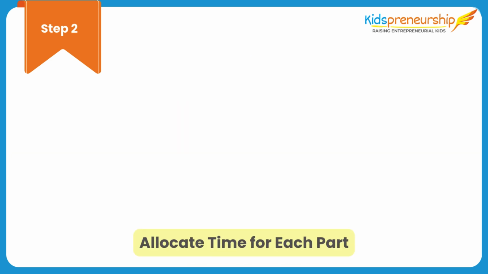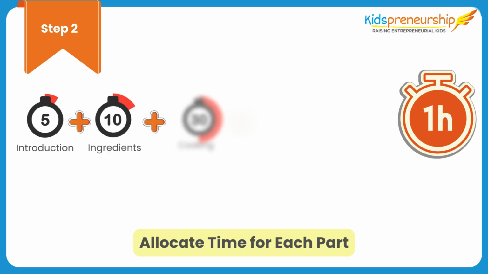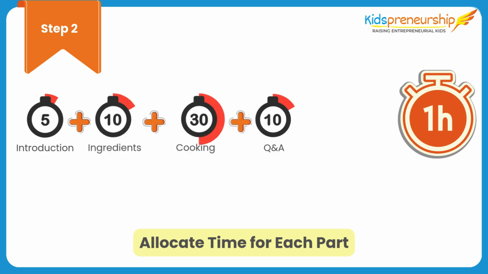Allocate time for each part. Since you have 1 hour, plan your timing carefully. For example, spend 5 minutes on the introduction, 10 minutes on ingredients, 30 minutes on cooking, 10 minutes for Q&A, and 5 minutes for closing.